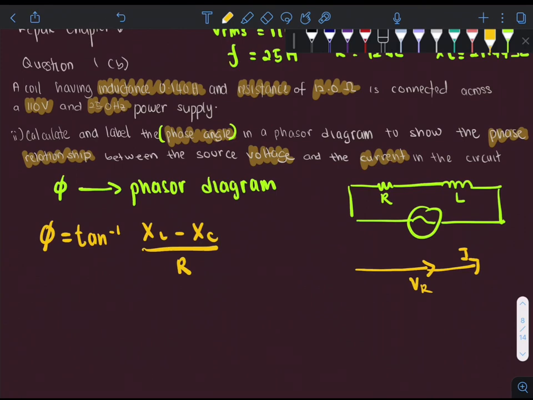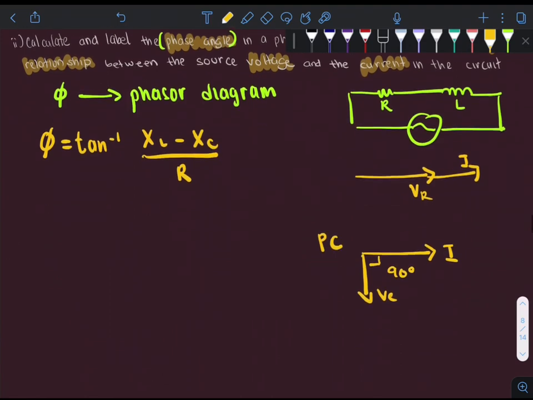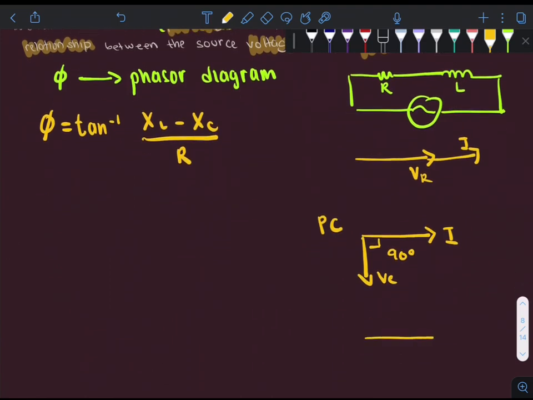However, for a capacitor circuit which has a capacitor component, we will have the current leading the voltage across the capacitor. This is for a pure capacitor, where we can see that the current leads the voltage with a phase angle of 90 degrees. And for a pure inductor, we will have the current lagging the voltage across the inductor by 90 degrees as well.